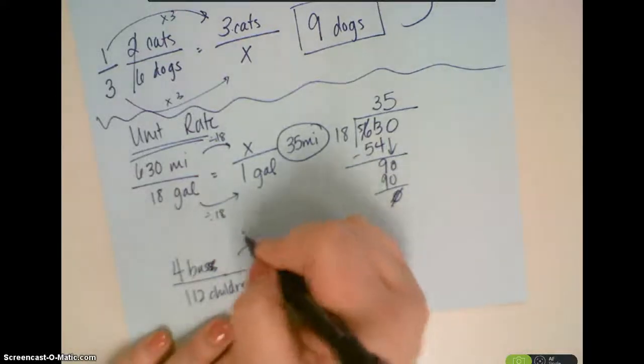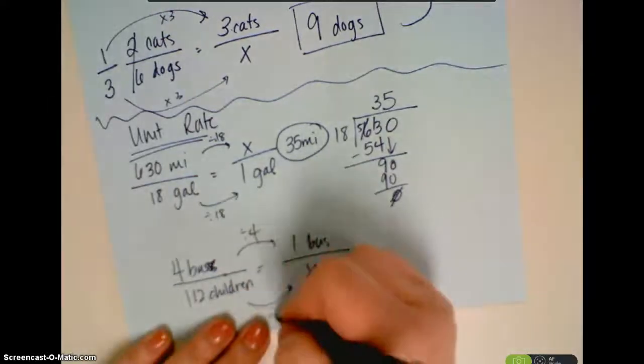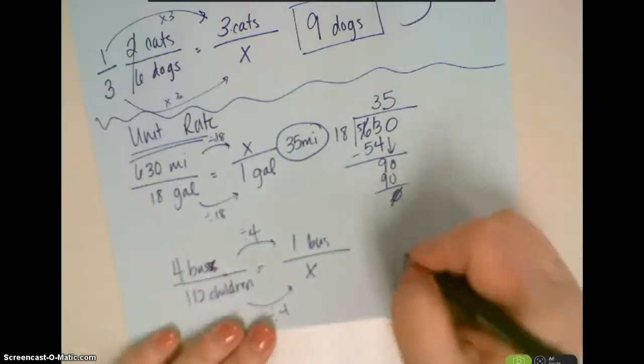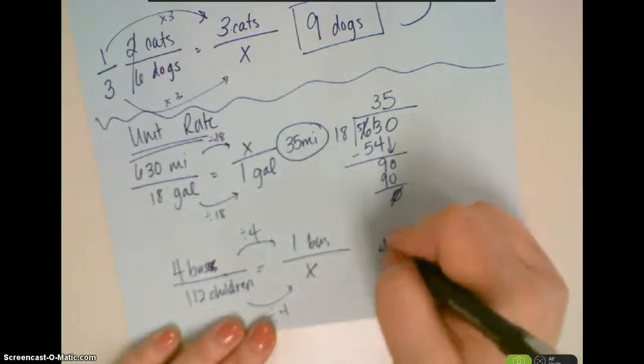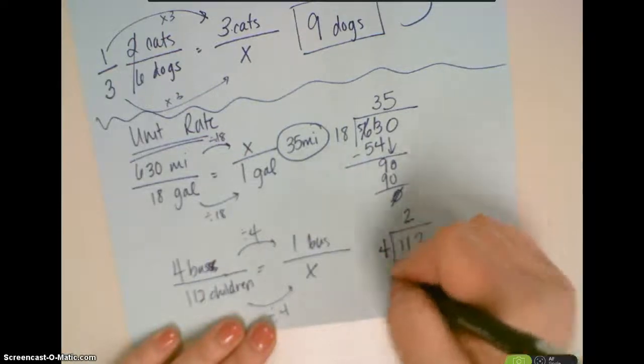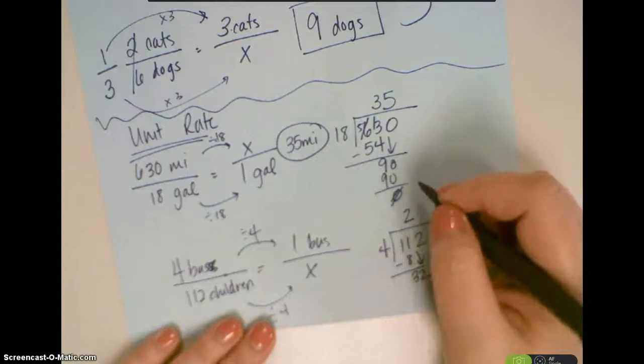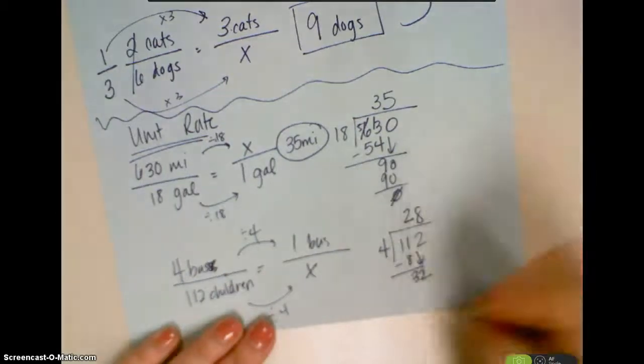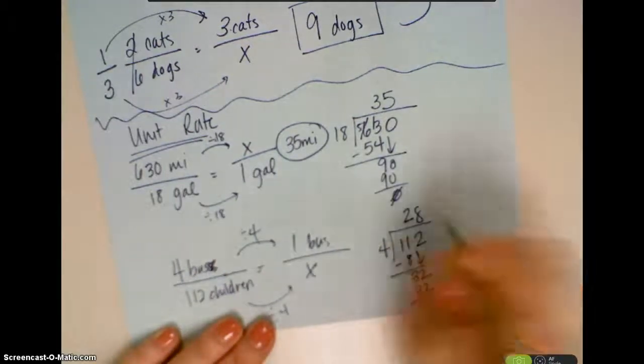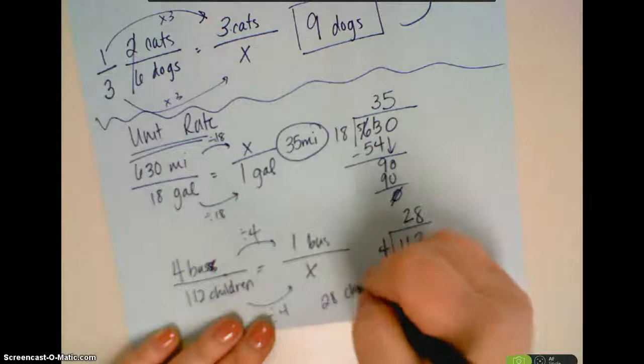So I'm going to divide by 4. I'm going to do the same thing to the children. Divide by 4. 112 divided by 4 is 28. So 28 children per bus.